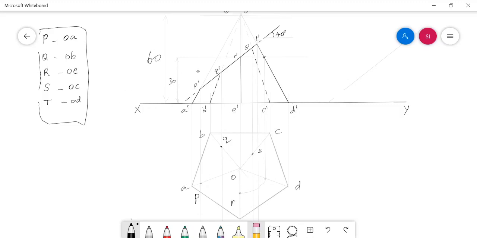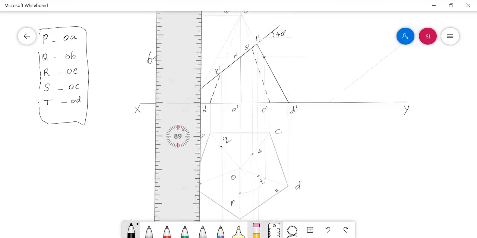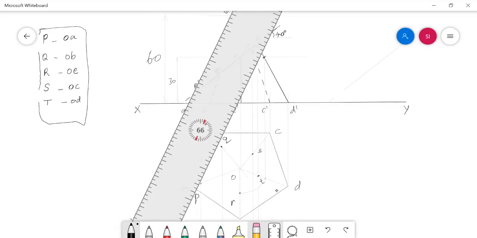And T. Track the projector of T dash from the front view. Whenever this projector intersects OD, we need to mark the cut point T here. Okay, here. This is T. And now we need to connect all the cut points with straight lines with the HB pencil also. Starting from PQRST.